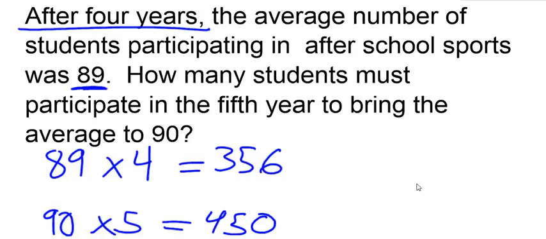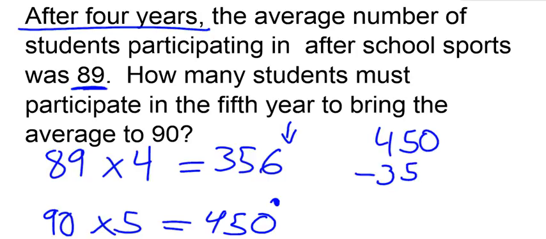And here comes the really cool trick: if I take the sum from 4 years and I subtract it from the sum of the 5th year, so if I take 450 minus 356, just like that, I'm going to get an answer of 94. And this difference that we've just calculated is going to give us the answer we're looking for.